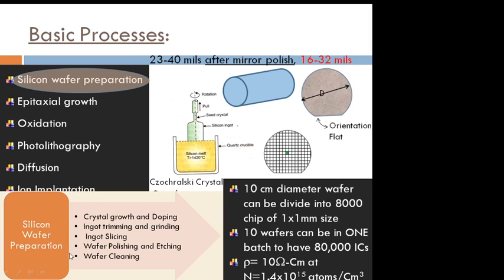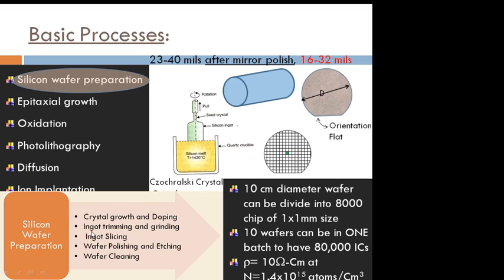So this could be one of your viva questions: what are the subtopics of silicon wafers? Then it is crystal growth and doping. That means if you want to make P type material or N type material, then in this crucible you have to add your doping material, and therefore the growth of your crystal is according to that.